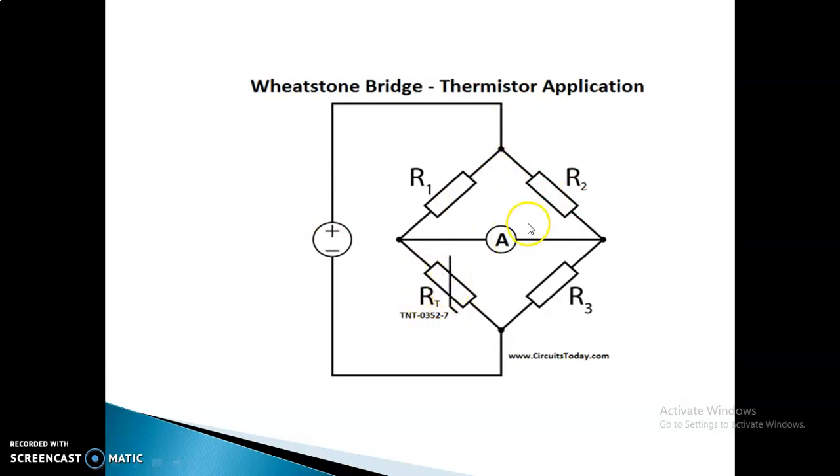Because of that, there will be a deflection. Using a potentiometer or a multimeter connected at both these ends, you can calculate the resistance across these 2 points. That is how the resistance of the thermistor can be calculated using the Wheatstone bridge.